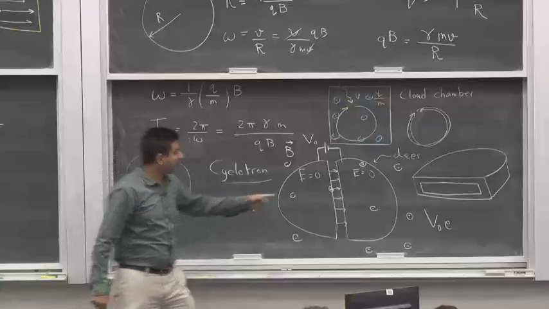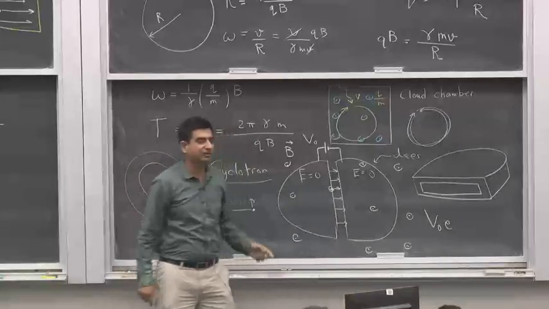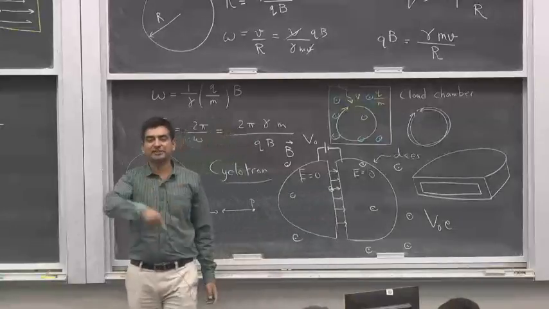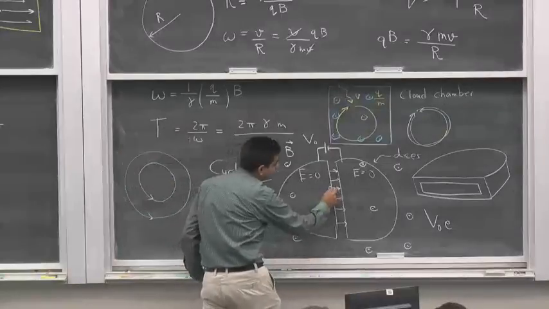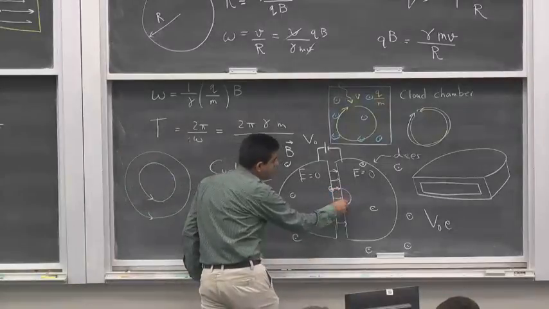Now what's going to happen is that inside this region, this particle is going to undergo a circular trajectory. So it's going to move with a certain radius. Okay?